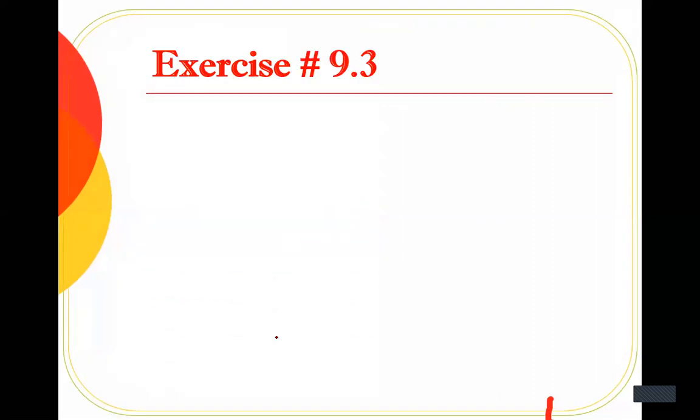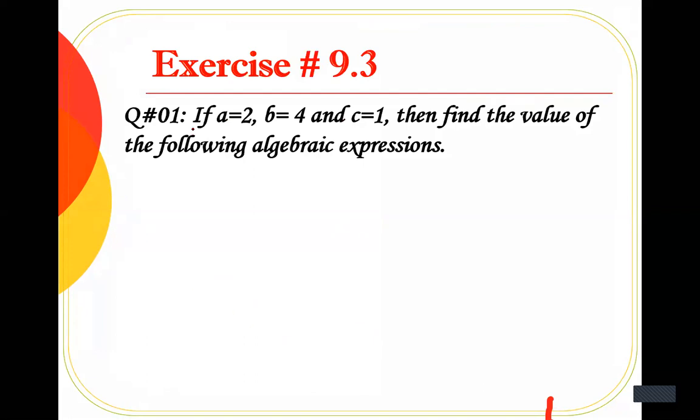Now next is exercise number 9.3. Again, you have the same question: a is equal to 2, b is equal to 4, and c is equal to 1, and you have to find the value of these expressions. So how will you solve it?